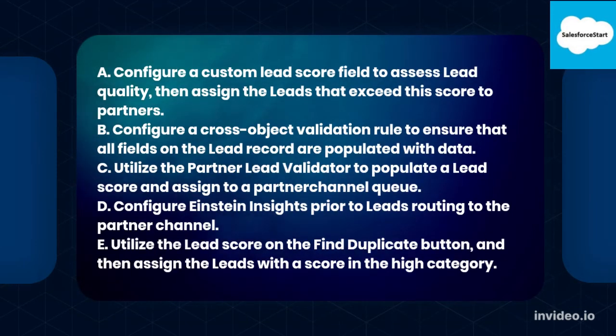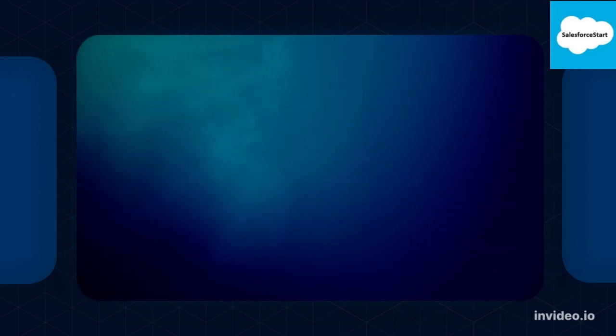A. Configure a custom lead score field to assess lead quality, then assign the leads that exceed this score to partners. B. Configure a cross-object validation rule to ensure that all fields on the lead record are populated with data. C. Utilize the partner lead validator to populate a lead score and assign to a partner channel queue. D. Configure Einstein insights prior to leads routing to the partner channel. E. Utilize the lead score on the Find Duplicate button, and then assign the leads with a score in the high category.